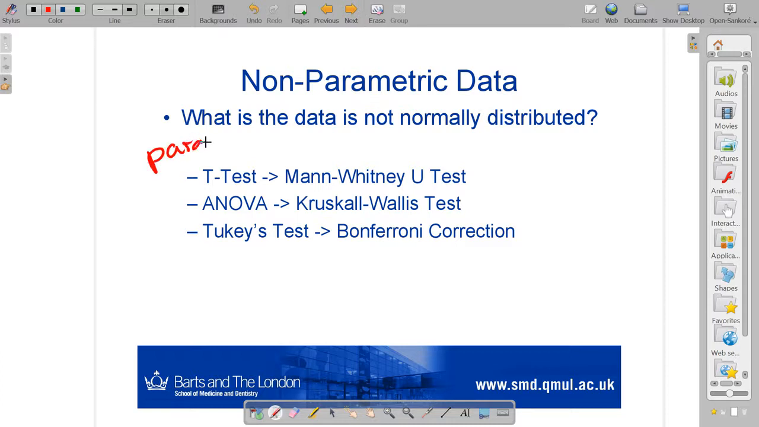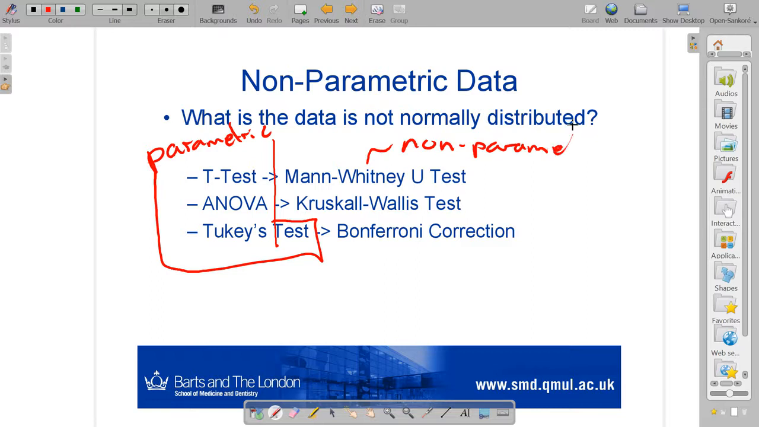What I haven't done is tell you which is which. So, these are parametric tests, and their equivalent ones are these. Last week we looked at the Mann-Whitney U-test compared to the T-test. For analysis of variance, there's the Kruskal-Wallis test. That does exactly the same thing, it just doesn't assume normality in the data.